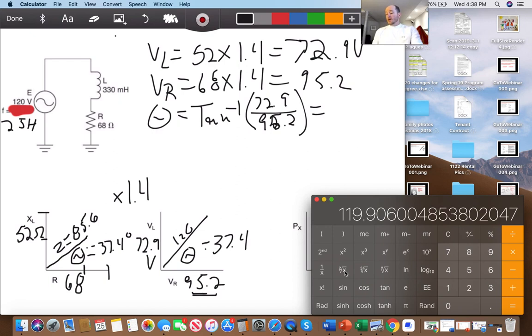So the next thing I'm going to do is start to work on my power. I'm going to multiply this by 1.4 the same way that I did before. I'm going to snap a picture of this before I delete it if you need it.